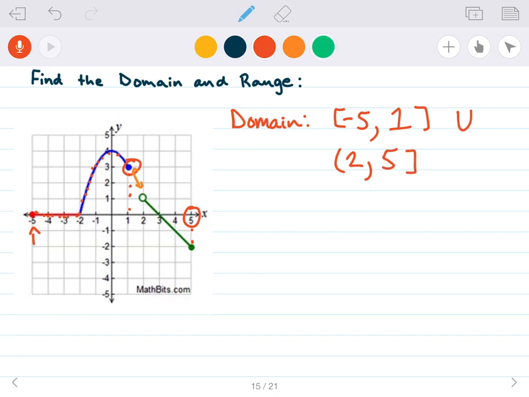All right, so that's our domain. Now let's look at our range. How far down to how far up does this thing go? What's the lowest value it has? Well, this looks like the lowest y value, -2. And it's a closed dot, so we can put that in parentheses.